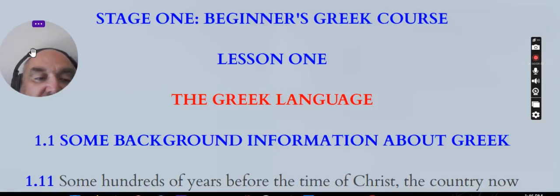Stage one here is referring to stage 1 of 2. First stage being beginner, second stage being intermediate, where we read a text of Greek. Lesson 1 begins with an introduction to the Greek language.